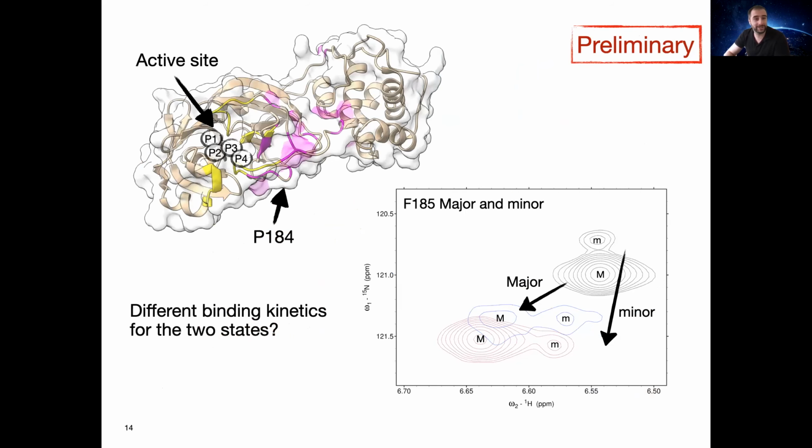A final note to leave on is, are there potentially any roles for the additional states that we've seen? Because at least the major and minor states around P184 are in slow exchange, we can investigate these two species simultaneously. For example, here, binding of the substrate peptide analog, both states bind with similar affinity, indicated by the fast exchange. And even when bound to ligand, they don't collapse into a single state.